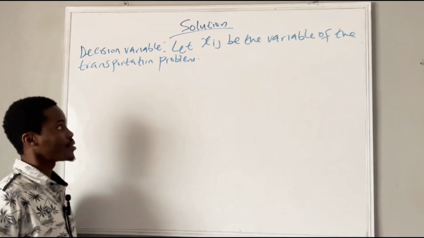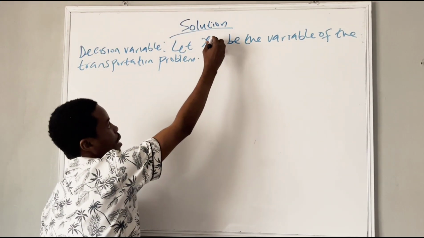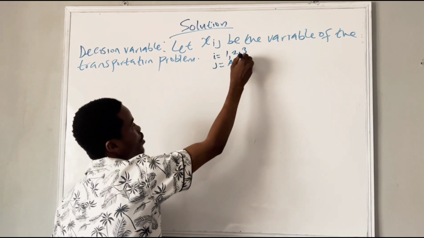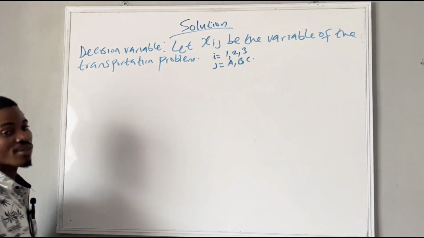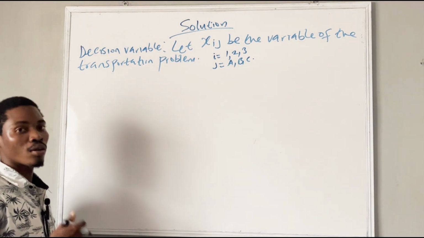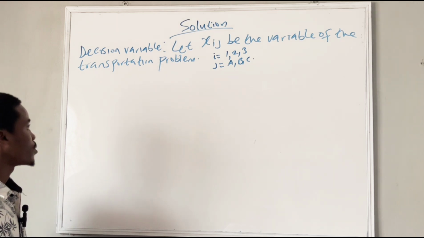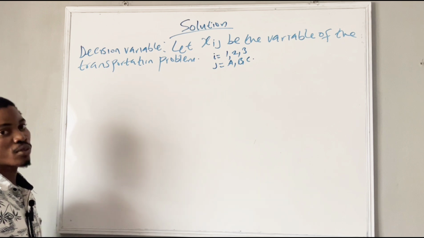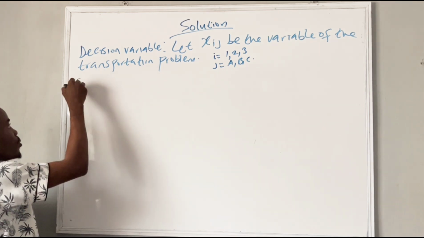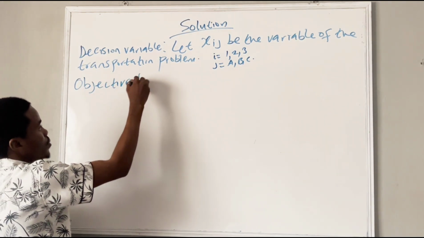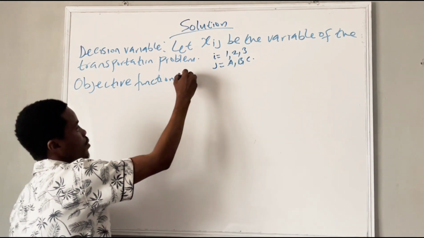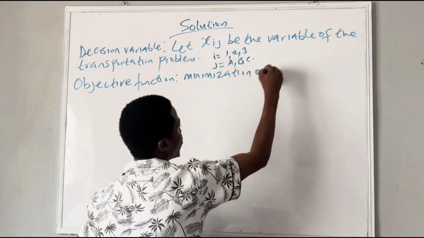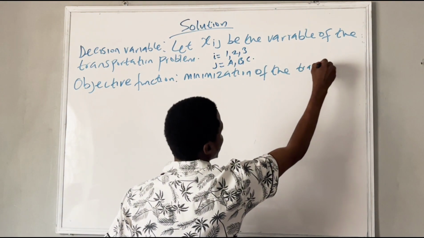Remember in our previous lesson, I said our I ran from 1, 2, 3 and our J is A, B, C. Since we have set our decision variable, our next thing is to formulate the objective function. You know the transportation cost is to be minimized. So we have to minimize the transportation cost. Our objective function will be the minimization of the transportation cost.